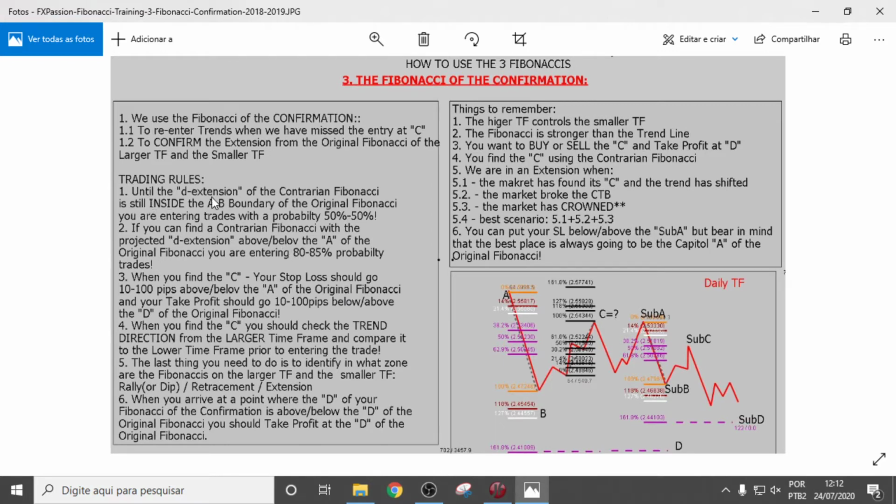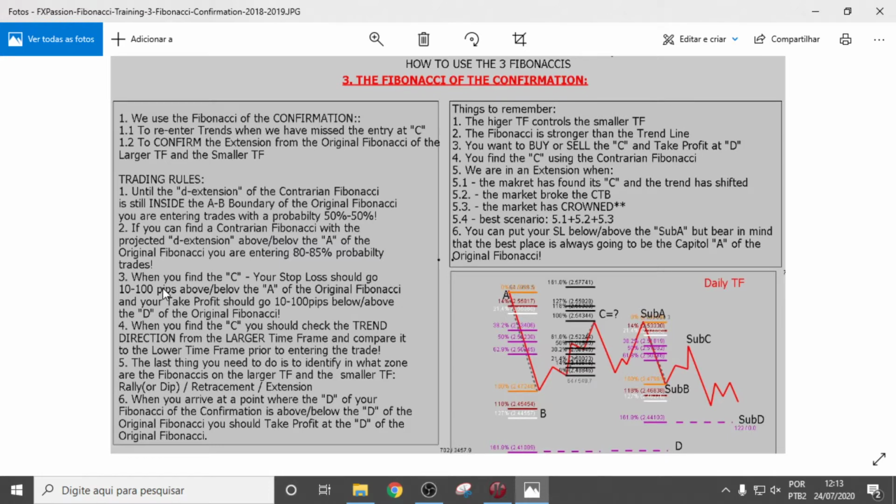Until the sub-D extension of the contrarian Fibonacci is still inside the AB boundary of the original Fibonacci, you are entering trades with the probability 50-50%. So this is the same. Nothing changed. Number 2, if you can find the contrarian Fibonacci with the projected extension above or below the A of the original Fibonacci, you are entering 80-85%. Still the same, nothing changed.